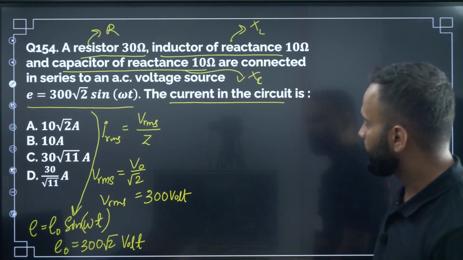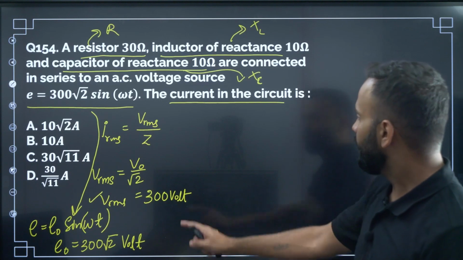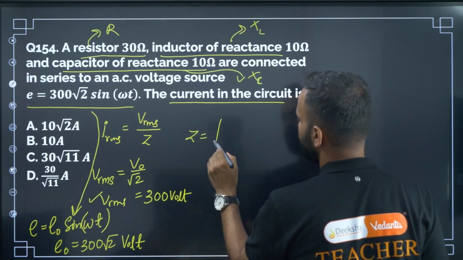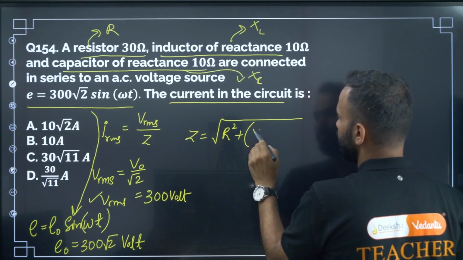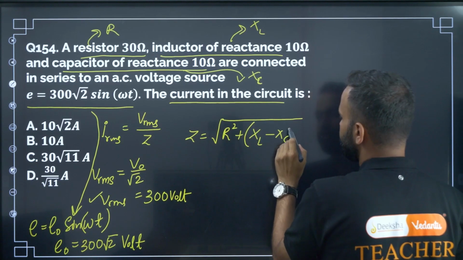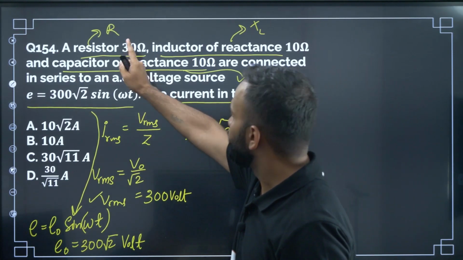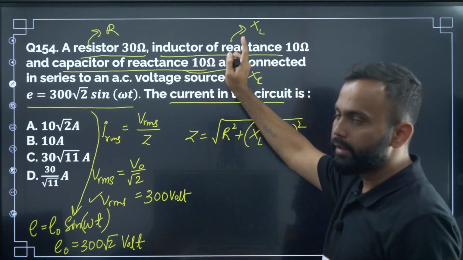Okay, 300 volt. Now we got the value of VRMS, right? So let us find the value of Z, that is impedance. Impedance Z is equal to root of R square plus XL minus XC whole square. Okay, R is given, right? 30 ohm. XL is given 10 ohm. XC is given 10 ohm.